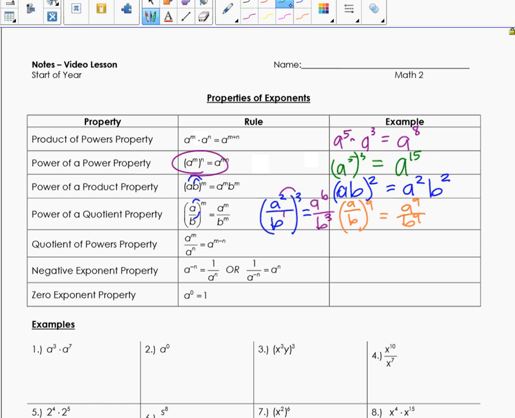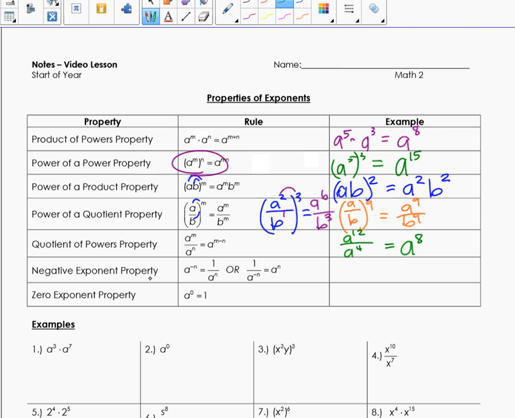Okay. If you're dividing, so a to the m divided by a to the n, you have the same base. So this is similar to the first one. Here we have the same base with different exponents, but we're dividing. So you subtract. So multiplication and addition go together, and division and subtraction go together. So let's say you had a to the 12th all over a to the 4th. Then you would end up with a to the 8th because it's a to the 12 minus 4.